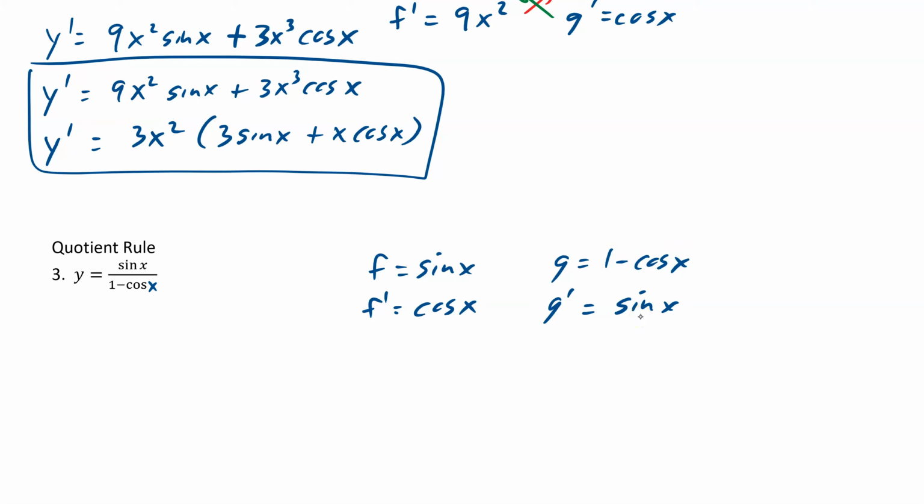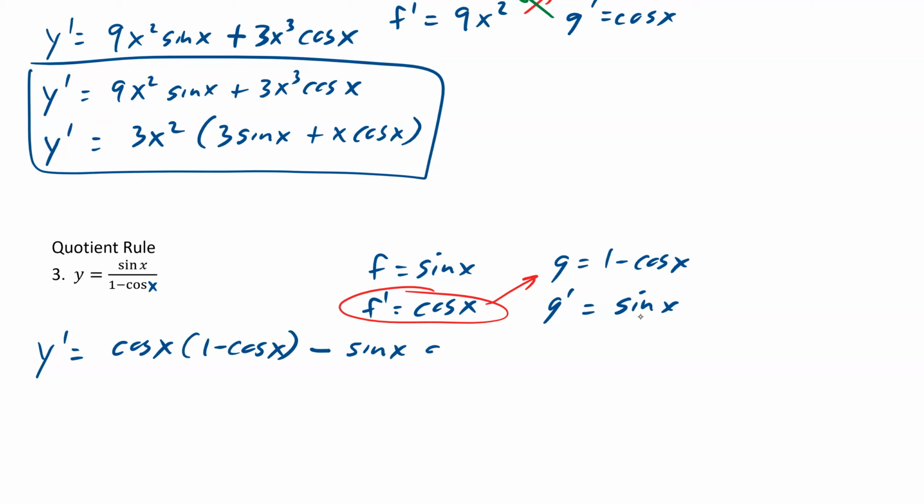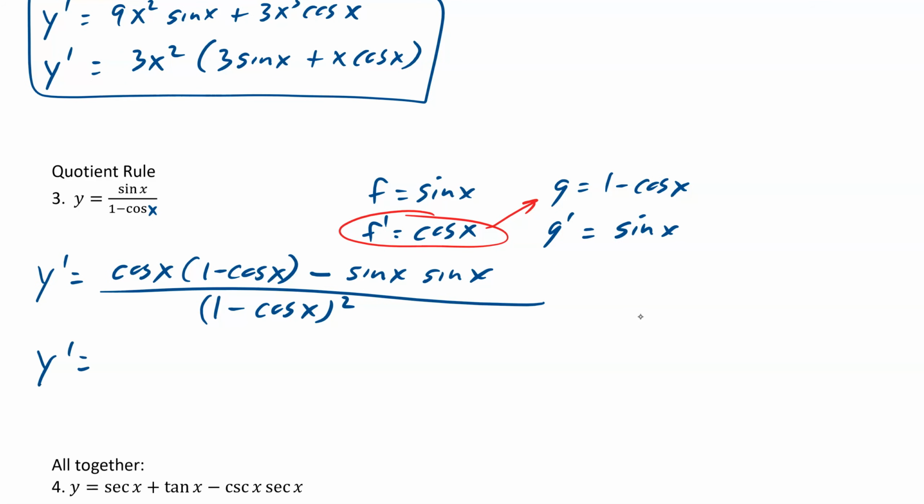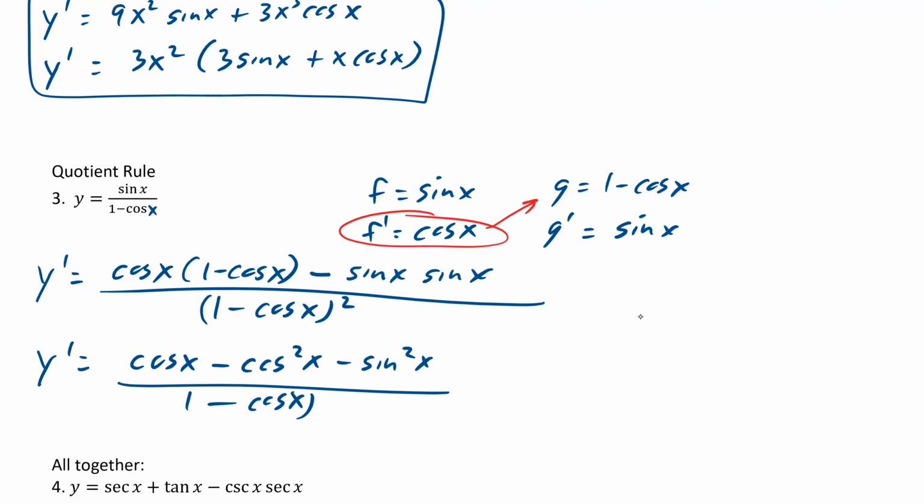And then remember, with quotient, it's very important to always start with the first one. So our y prime equals cosine x times 1 minus cosine x minus, and then sine x times sine x, all over 1 minus cosine x squared. Okay, so we get y prime equals, and we distribute, cosine x minus cosine squared x minus sine squared x over 1 minus cosine x squared.